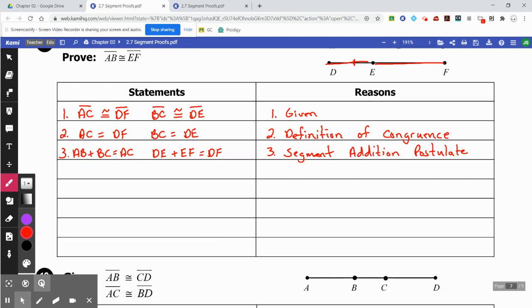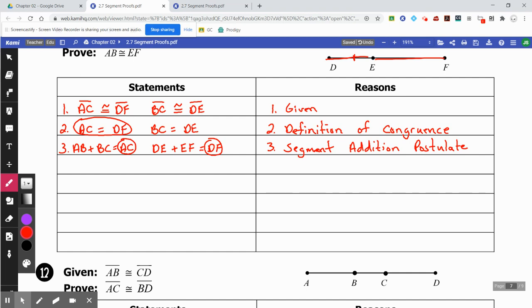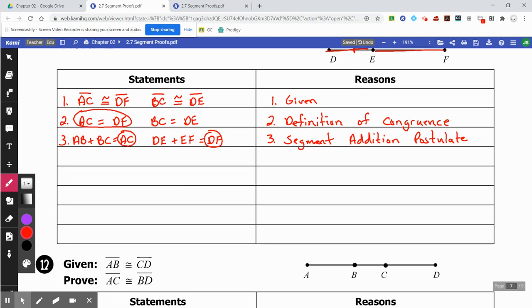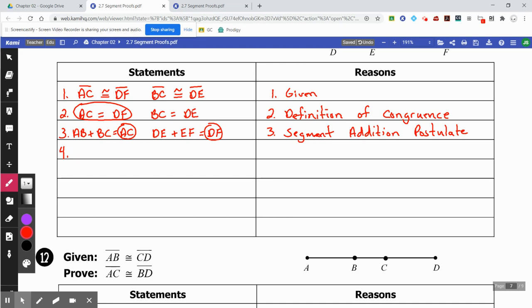Okay, from here on out, there's several different ways of working this, and this is how I'm going to do it. Notice that AC and DF are the whole line segments, and they are equal to each other. Well, since AB plus BC is equal to AC, and DE plus EF is DF, and they're equal to each other, that means that AB plus BC has to be equal to DE plus EF. That's the transitive property. Since they're both equal to equal things, then they're equal to each other.